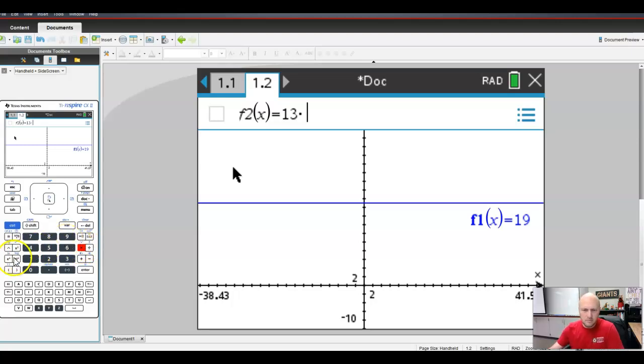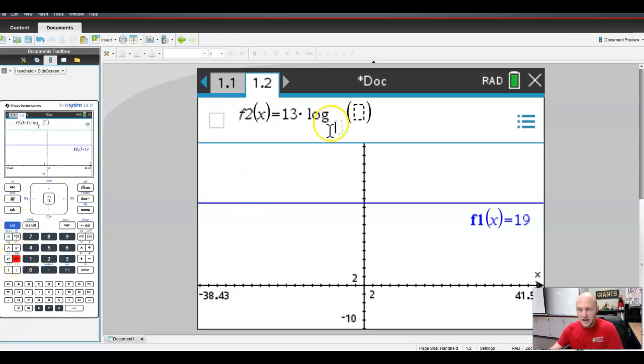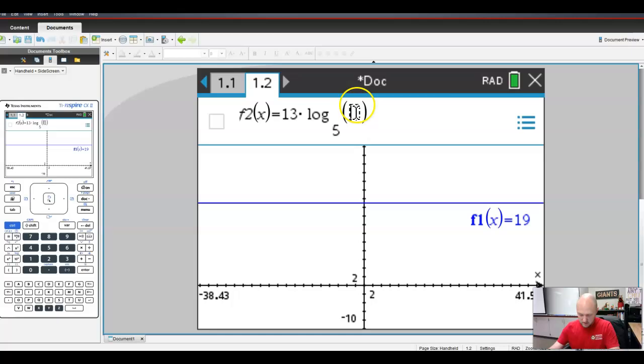So logarithm, here's log right here. It's the secondary function to 10 to the power of x. Type in log, and the TI will ask you, log base what? If you leave it blank, it'll assume it's 10. So make sure you input it because we did not have 10 there. Okay, so log base 5 of x, boom, beautiful.